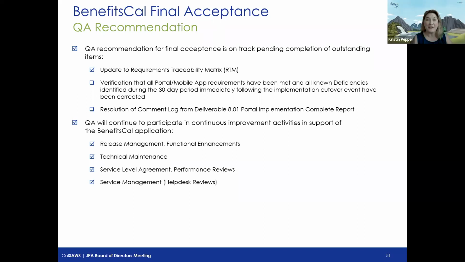Good afternoon, everyone. I'm Kristen Pepper. I just wanted to confirm the final acceptance of the Benefits Cal and the recommendation. Just this week, we were able to confirm the requirements, the 227 requirements were met, and the disposition of those 10 items. We agree with all of those dispositions. We confirmed the defect resolutions, and we also were able to get resolution of the comments. And with that, we have the QA seal of approval on final acceptance. Thank you, Rachel. Back to you.